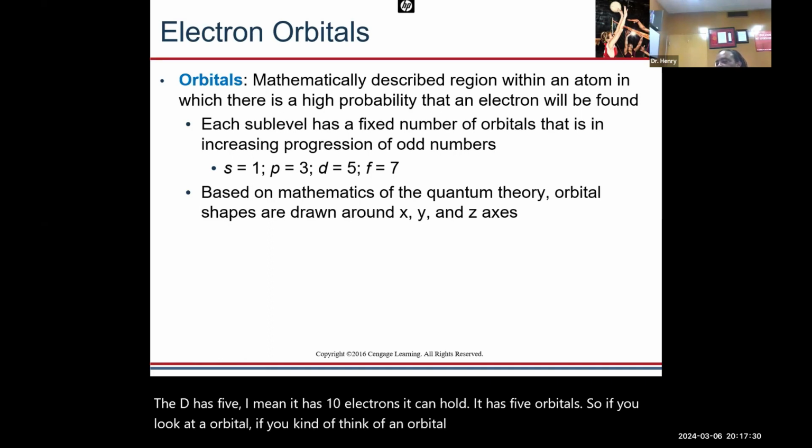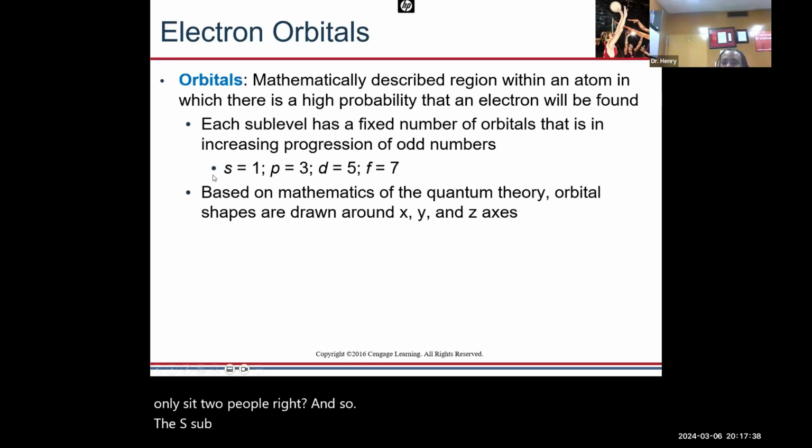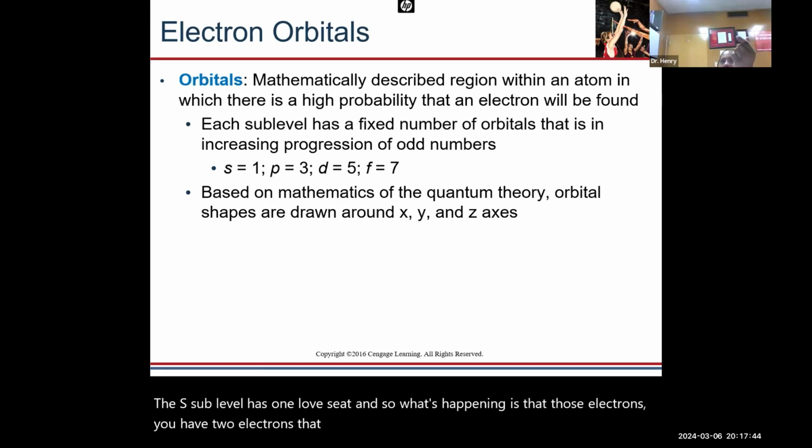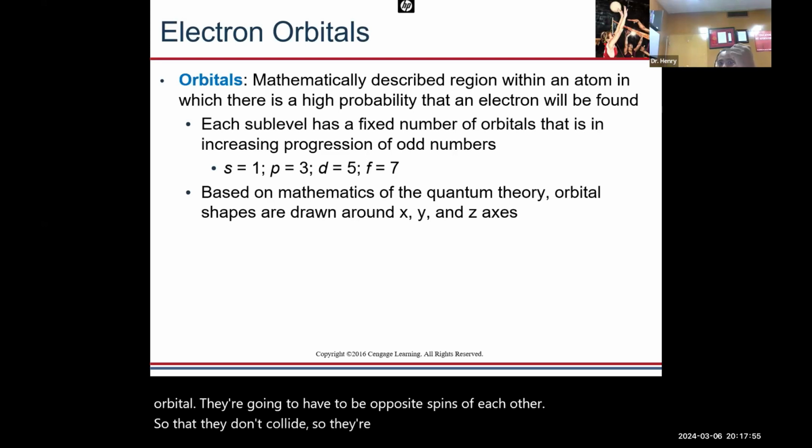If you think of an orbital like a love seat that can only sit 2 people, right? The s sublevel has 1 love seat. You have 2 electrons in there, basically rotating in that 1 orbital. They're going to have to be opposite spins of each other so that they don't collide. So they're going to constantly be opposites of each other.